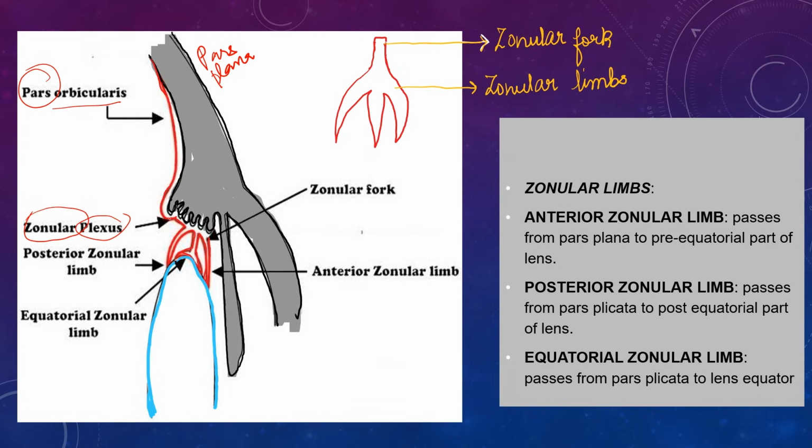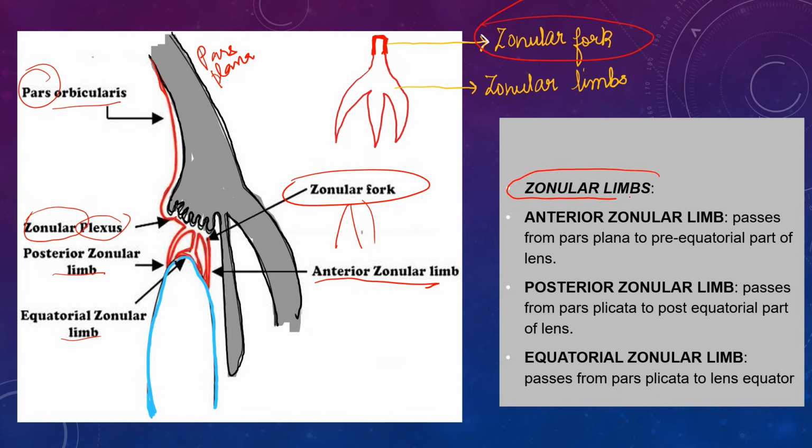Now, as they have formed a plexus or a base at the pars plicata, they're ready to divide. Before they divide, they need to consolidate and form this angulation, and this is called the zonular fork. Okay, so this trident thing that you can see, those are the zonular limbs, and where they meet is called the zonular fork. Now, from that zonular fork, you're going to get these three limbs: one is the anterior limb, one is the posterior limb, and one is the equatorial zonular limb. So this is also very important.